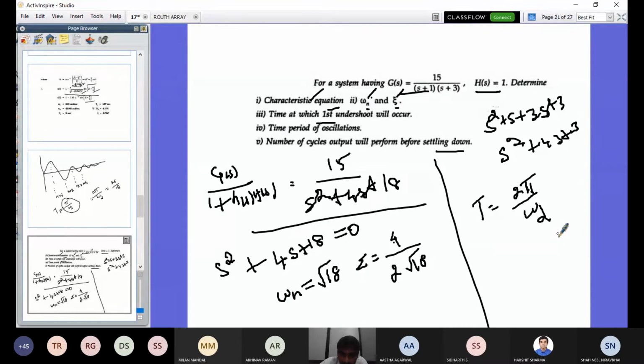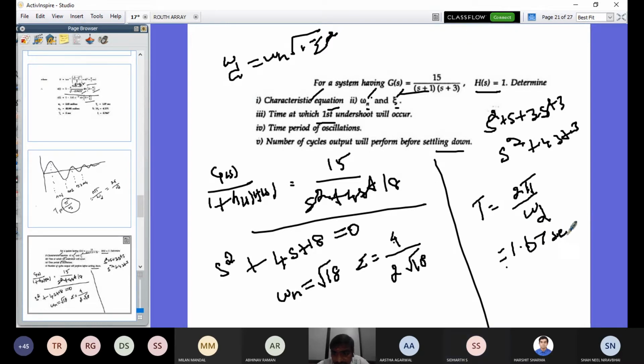Can you determine what is omega d? Omega d is omega n into root of 1 minus zeta square. You have all the values. Substitute and determine what is omega d. Any doubt in that? What is the t value? Tell me. So 1.67 seconds.